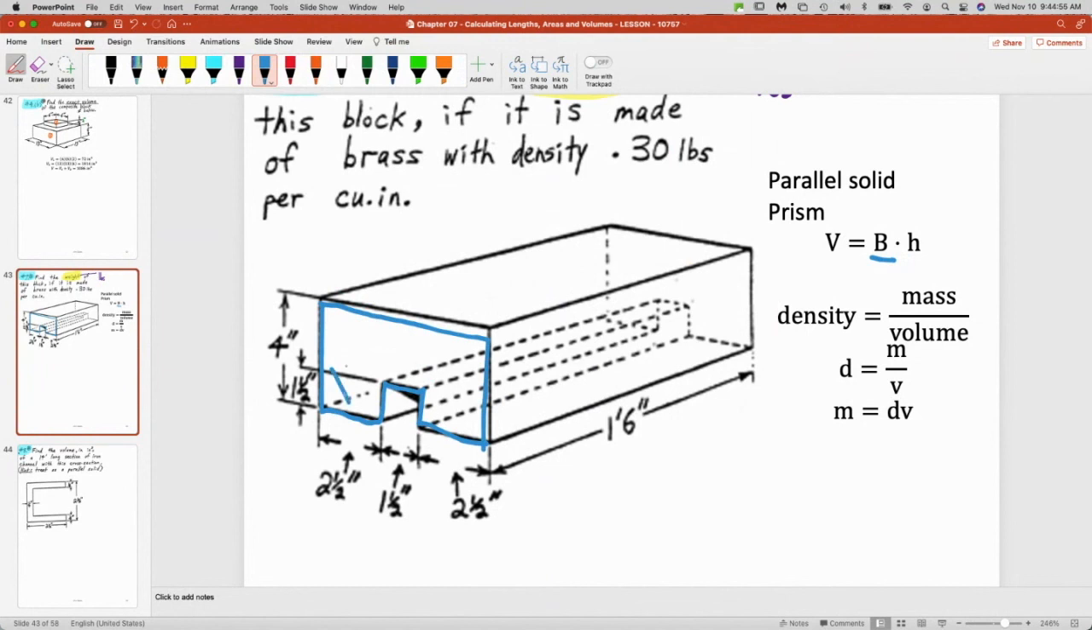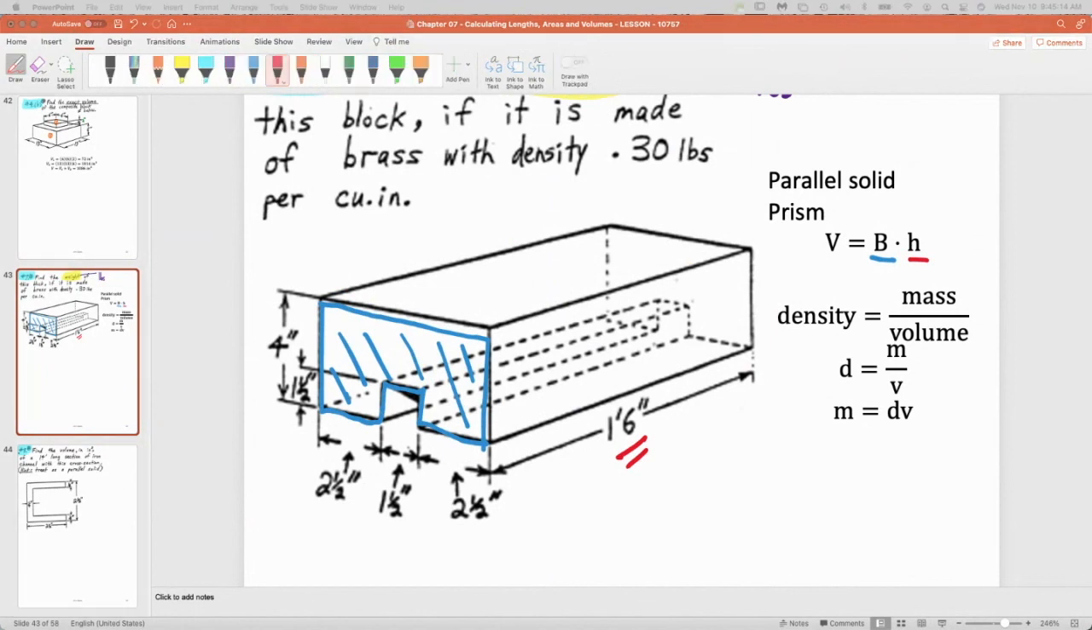So what you need to do is find this area. That's B, okay? And what's the height? Well, the height is the depth in this case. That's the height. So I'll turn the mic off and give you maybe 4 minutes, not for the whole question, just to get that volume.